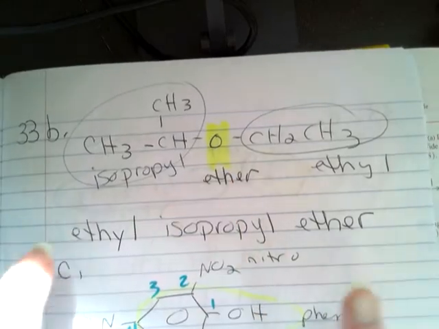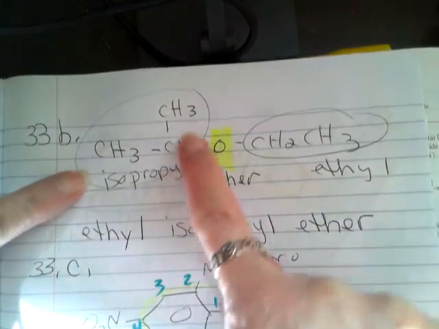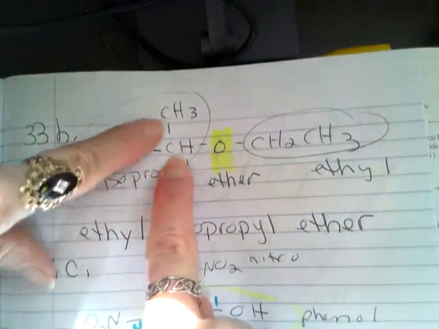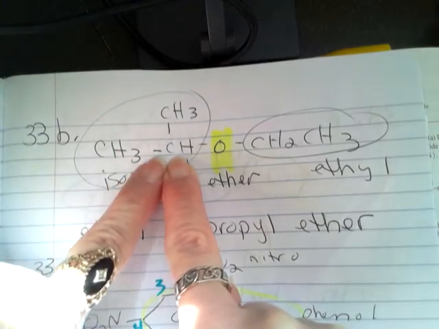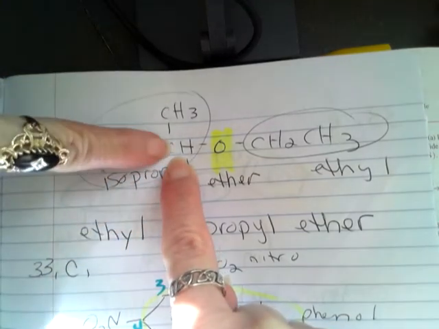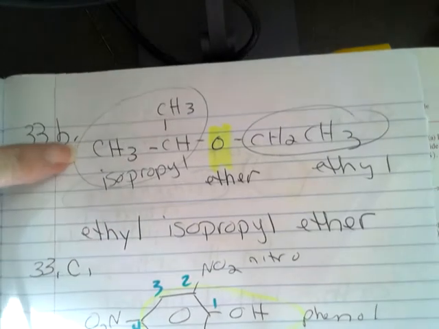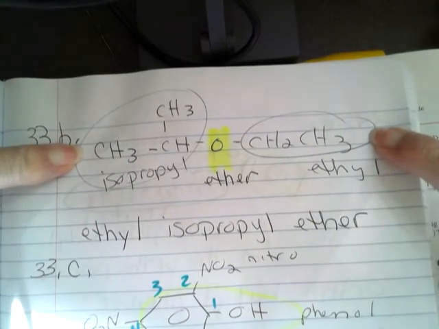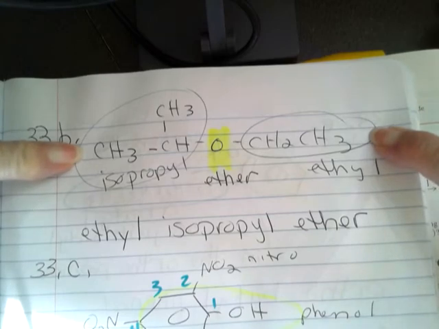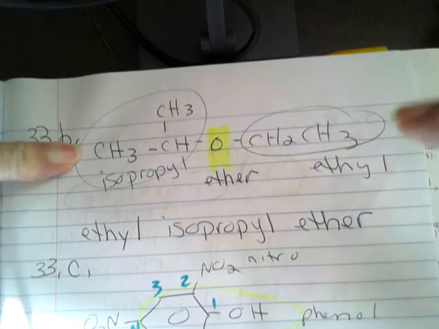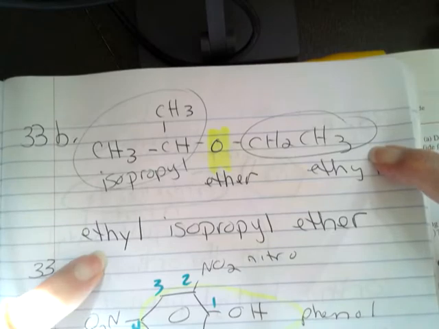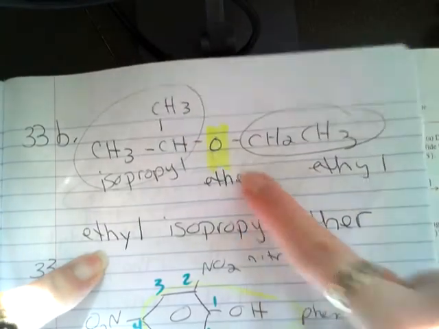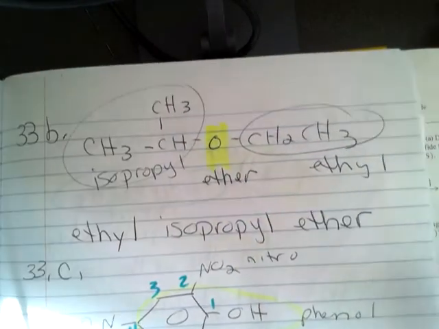So we've got an isopropyl over here because we have 3, and it's not attached to the primary carbon, it's attached to the secondary carbon in the middle, so that's isopropyl. And this is an ethyl group, so when we put them in alphabetical order, E comes before I, so ethyl isopropyl ether.